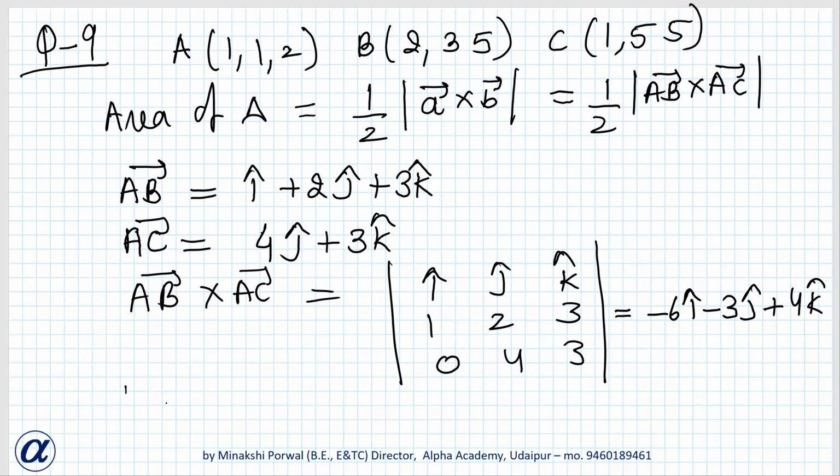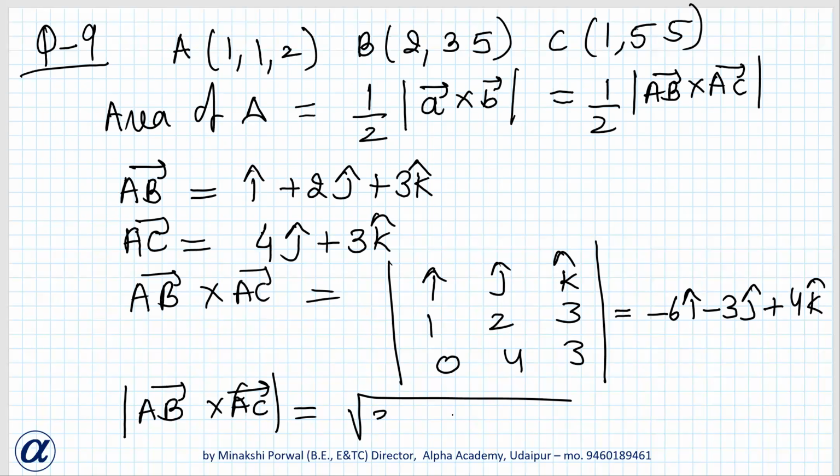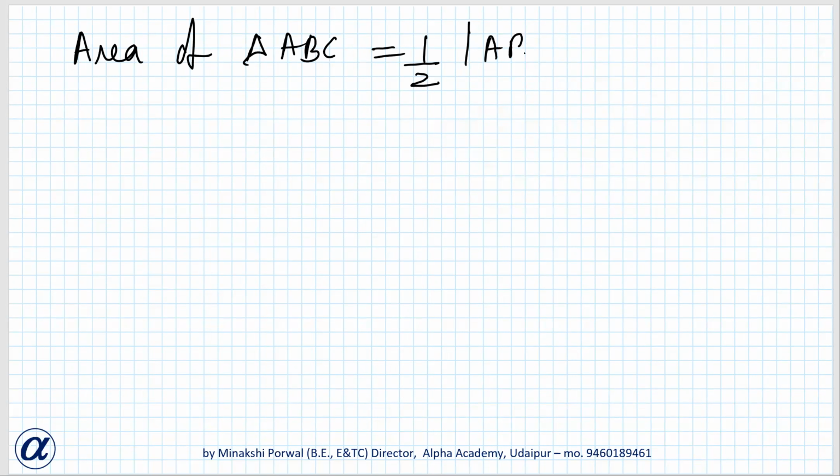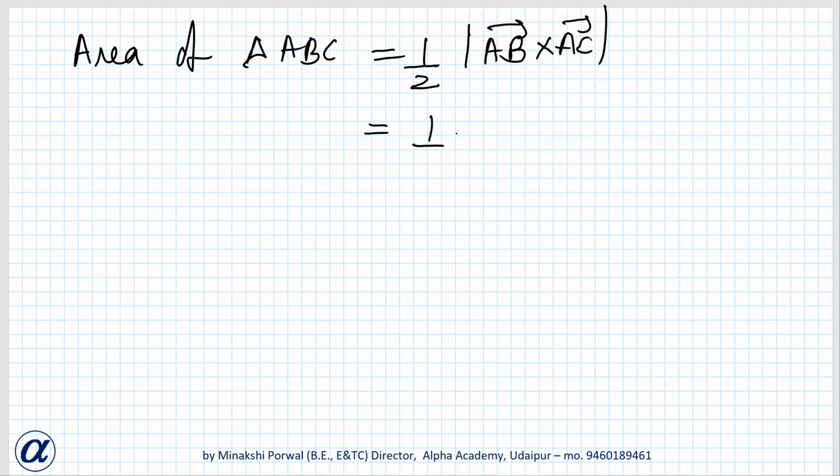Now the magnitude of AB cross AC will be equal to under root of 36 plus 9 plus 16, that is equal to under root 61. Now the area of triangle ABC is 1 by 2 magnitude of AB cross AC, that is equal to 1 by 2 under root 61 square units. This is the answer.